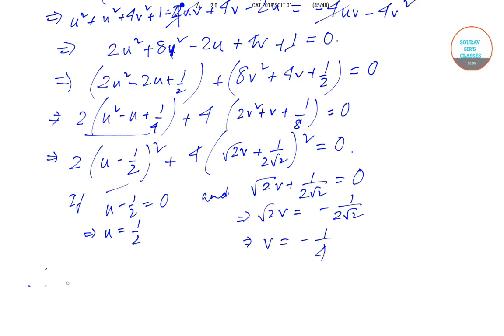So now the value that we are supposed to find out is u plus 3v. So this is equal to 1 by 2 minus 3 by 4, which is equal to minus 1 by 4. Okay, so minus 1 by 4 is the answer to this particular question number 19. Let's move on to the next question.